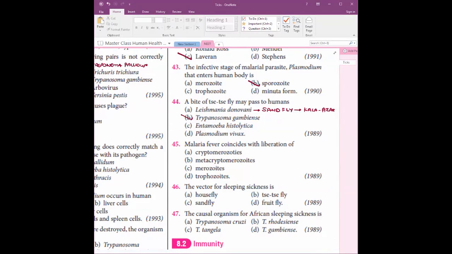Malaria fever coincides with the liberation of... Guys, come on, everyone. Yes, Samiksha is right. Himanshu is right. Mukta is right. Quickly, answer, guys. It is merozoites. Oh, sorry. It is cryptomerozoites. Basically, these are the ones which are going to once again infect your liver cells, the hepatocytes. Then they're going to grow from there.